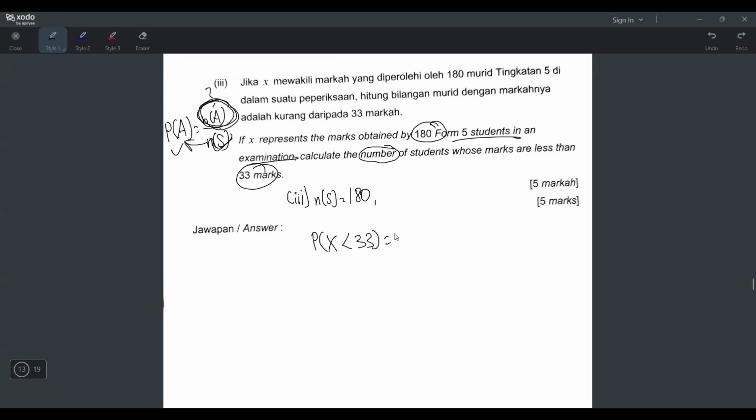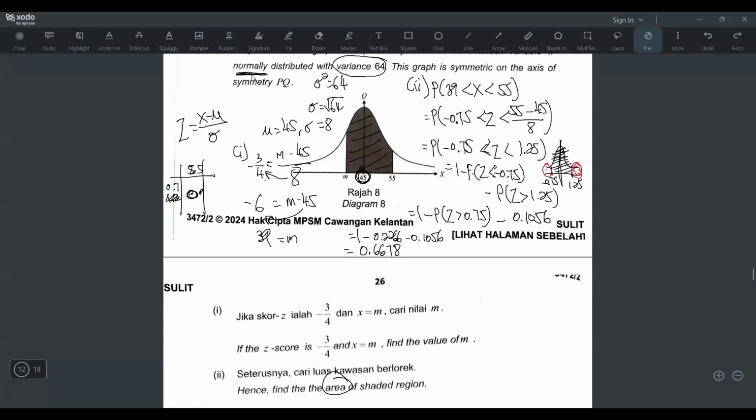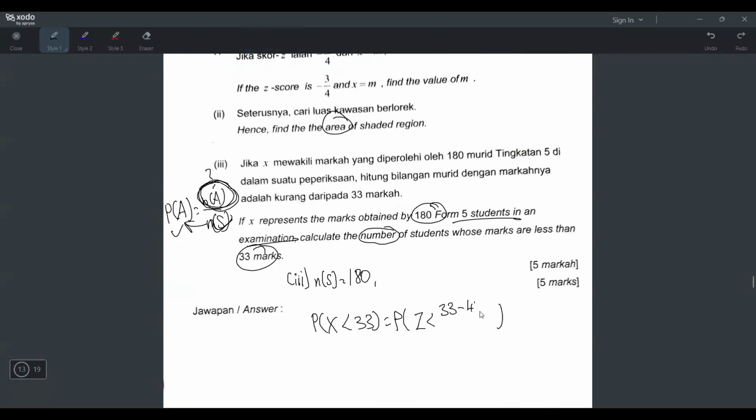Okay, now let's get this probability first. But since this is a normal distribution, you need the table. And when you need the table, you need to convert to Z value, right? Because the table is called Z value table. So you have to convert to Z. The method is take X, 33, minus mean, divide by standard deviation. Mean and standard deviation are given, 45 and 8. So minus 45, divide by 8.